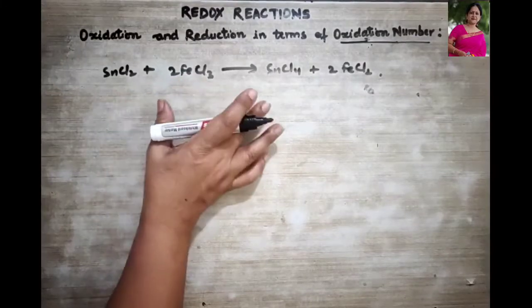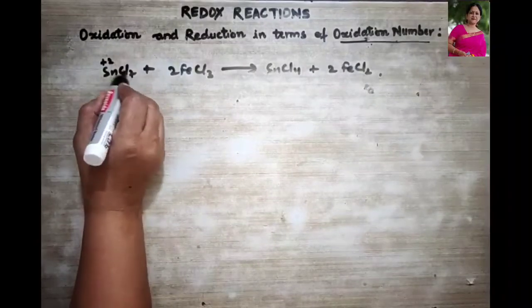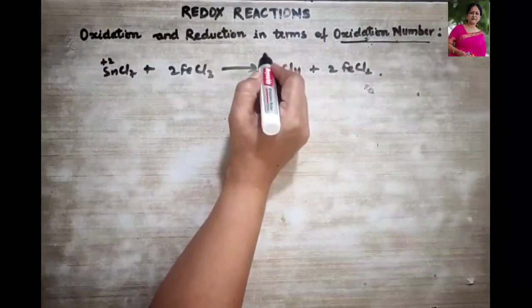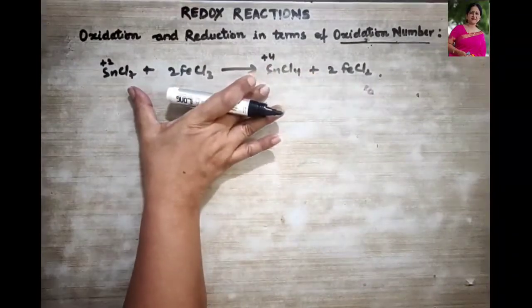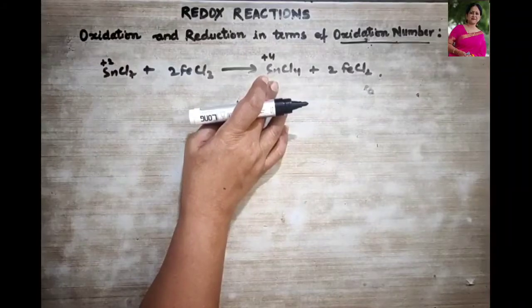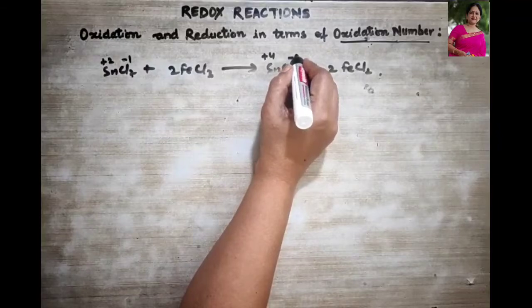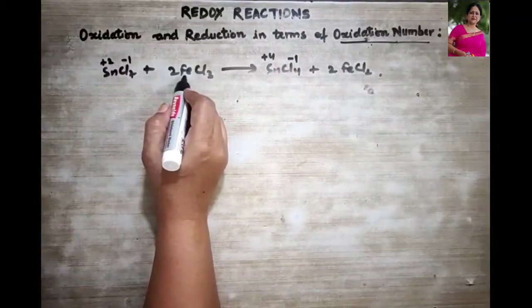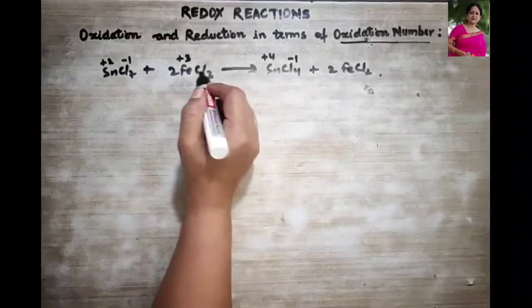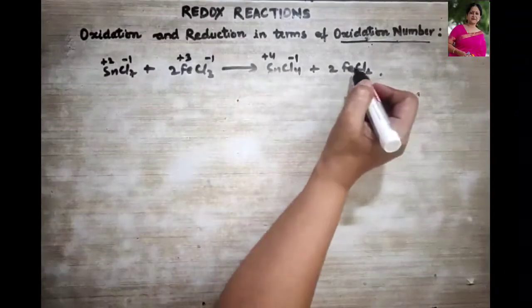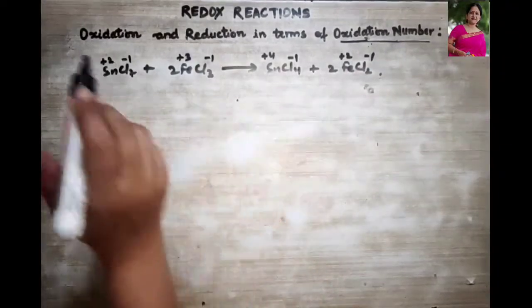So here firstly we have to find out the oxidation number. So this is +2 because the tin is +2 over here. Over here it is +4 because the tin is +4 over here. So the oxidation number of Sn on both sides is clear. Now chlorine, obviously this is -1. Over here also it is -1. Now let's talk about ferric chloride. Ferric chloride means this is +3 and chlorine will be -1. Over here it is +2 and this is -1. Right? Now let us see.